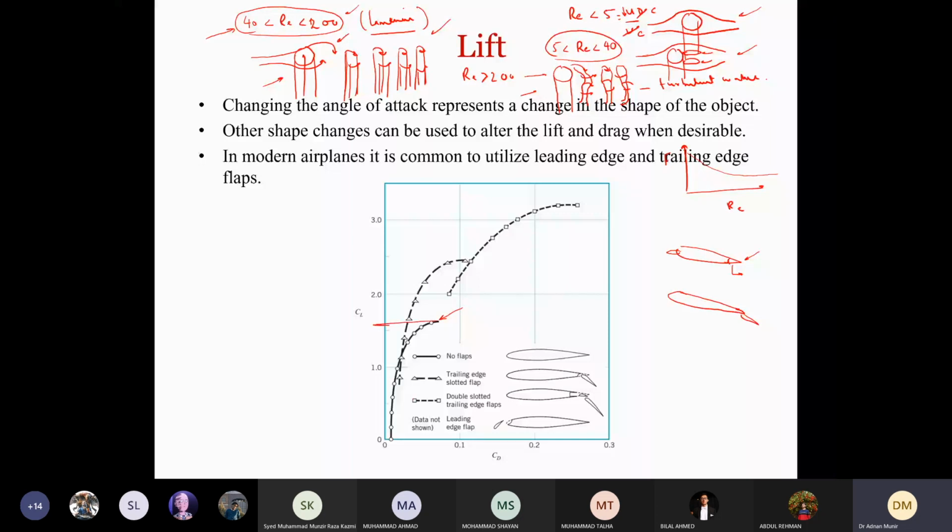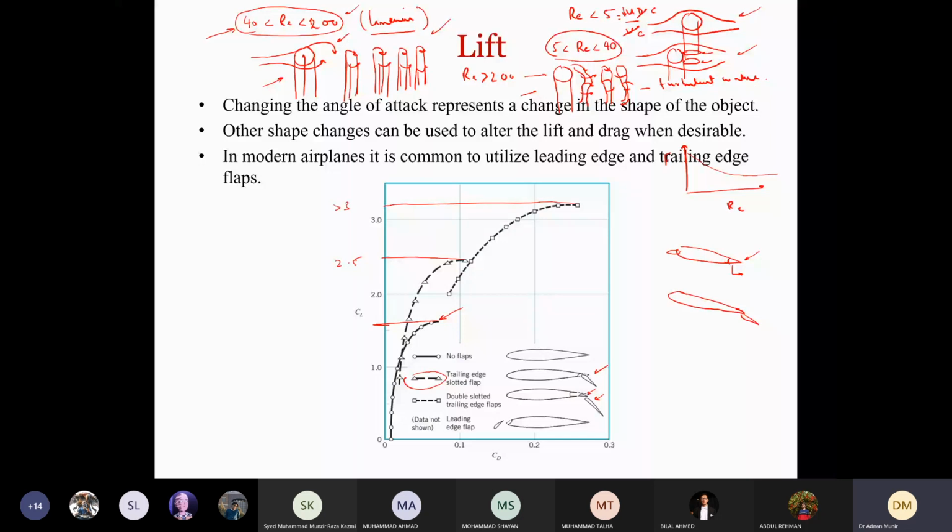Now we have the trailing edge slotted flap like this. And then this flap can move up and down, mostly down, to increase the lift force, right? So when this slotted trailing edge flap moves down, it is represented by these results. So you can see that the maximum lift force in this case is around 2.5. Now, if we have double slotted two flaps on the trailing edge like this, then you can see that the lift force is also higher, around more than 3, right?